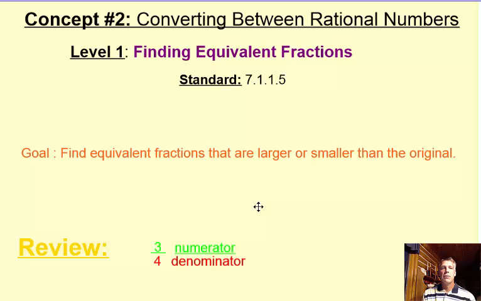So let's start with review. The first thing, and basically you learned this a few years ago, is that the numerator is the top of a fraction and the denominator is the bottom of the fraction. So any number on the bottom we're going to call the denominator, and the number on top is called the numerator.